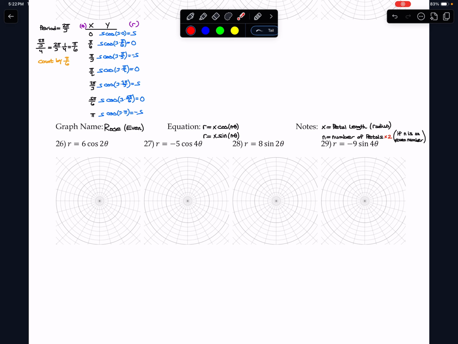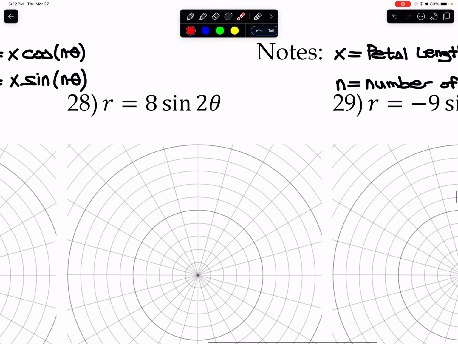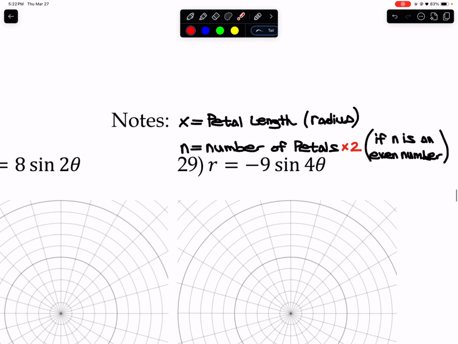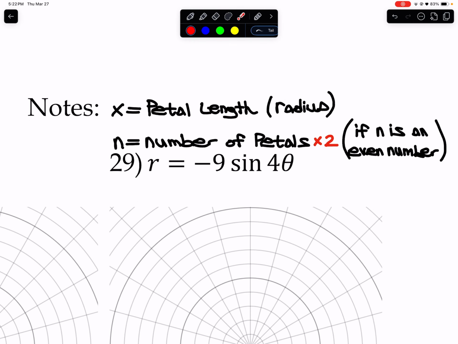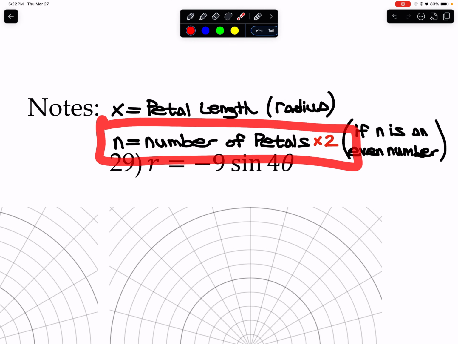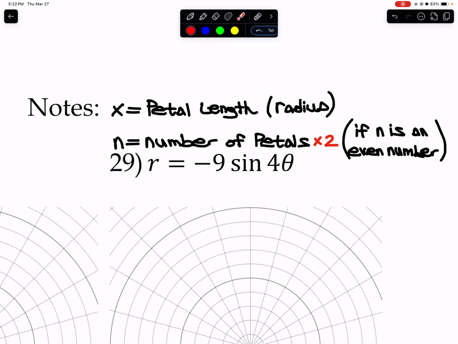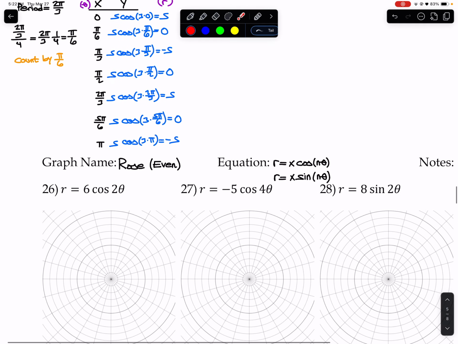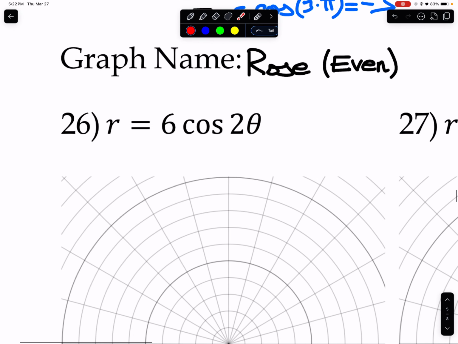Now with even, once again, I'll just do one of these. So I'll do the sine one this time, since we did a cosine one. So whenever the number is even, you're actually going to double that inside number in the argument, and that's going to be the number of petals. So meaning, for 2 sine 6, because I have 2, we're actually going to have 4 petals.